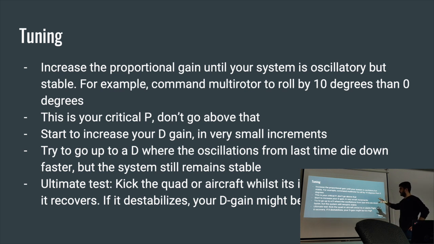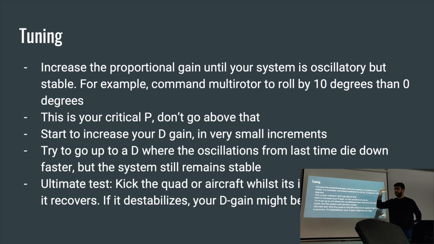But just to be safe, go in small increments, and try to go up to a D where the oscillations that you saw from last time die down quicker, but the system still remains stable. And the ultimate test that I always like to do, especially when it comes to a quad on a test rig, is just kick the quad or give it a stick and do an instant disturbance, right? Because that's what our D controller should do. It should react to instant disturbances fairly well, and see how the system responds and make sure it doesn't destabilize, right?